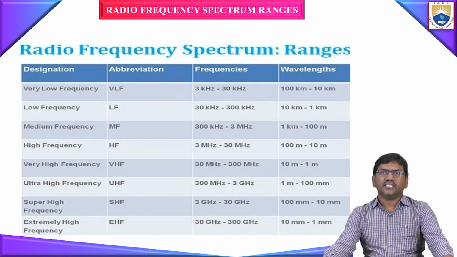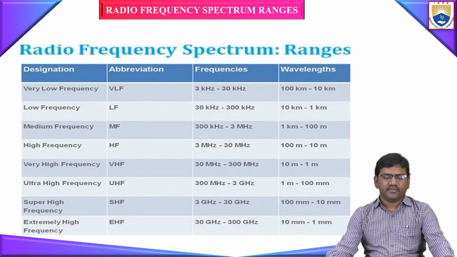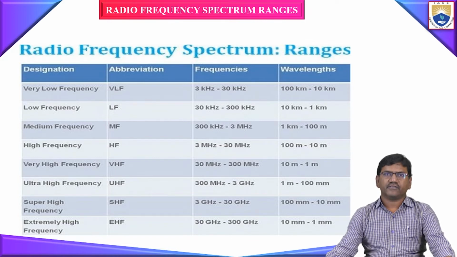Let us start our session today regarding the radio wave propagation. So there are some international standard frequencies. Whatever antennas we have discussed earlier, all these antennas belong to one of these frequency ranges. Their operating frequency ranges lie in the radio frequency spectrum: very low frequency, low frequency, medium frequency, high frequency, very high frequency, ultra high frequency, super high frequency, and extremely high frequency.